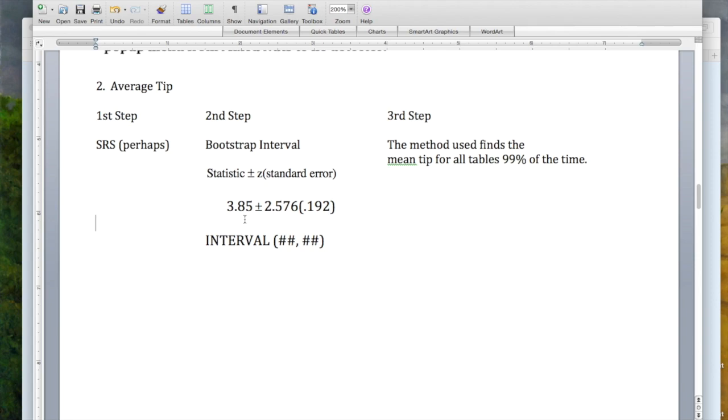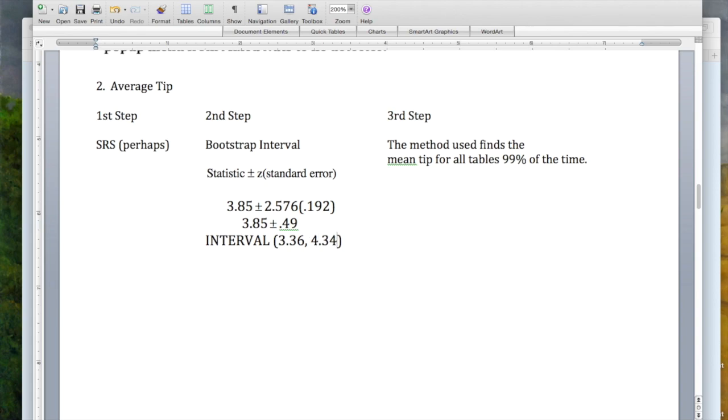cents. So as it turns out, the calculation would be $3.85 plus or minus, we'll call it 49 cents to be as accurate as possible. So to find each boundary, so $3.85, take away 49 cents, will give me a lower boundary of $3.36, and then adding the 49 cents to it will get me $4.34.